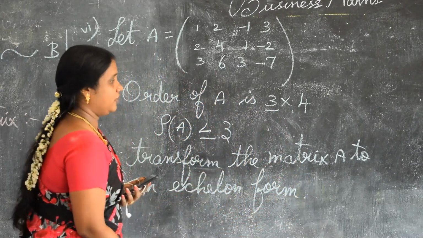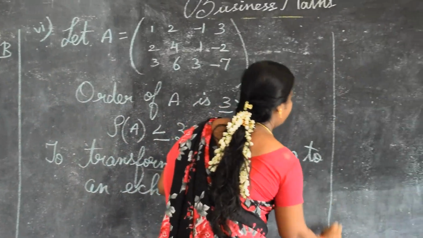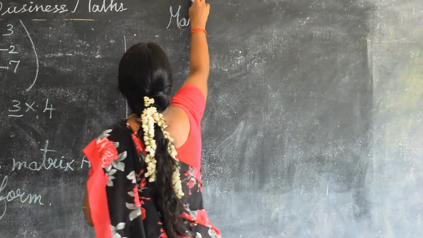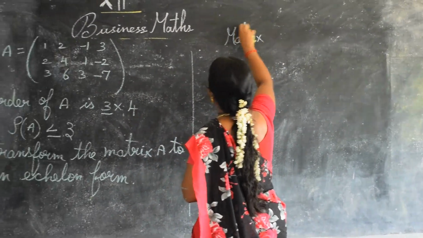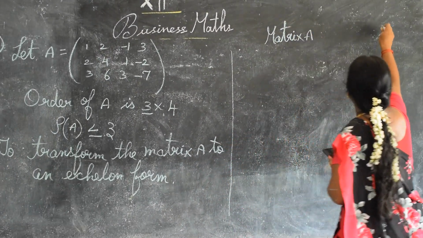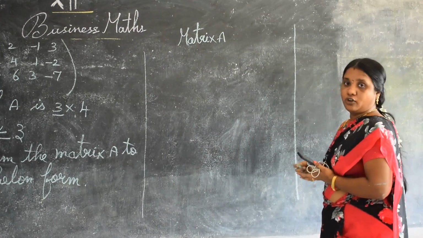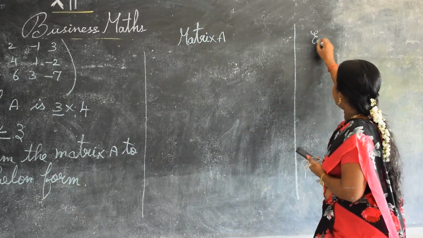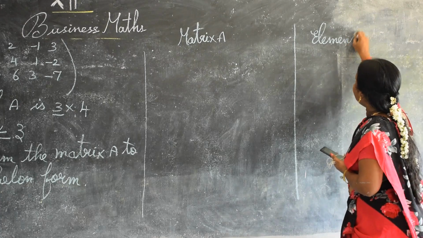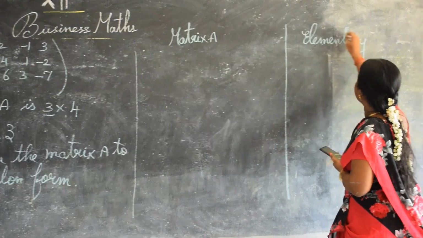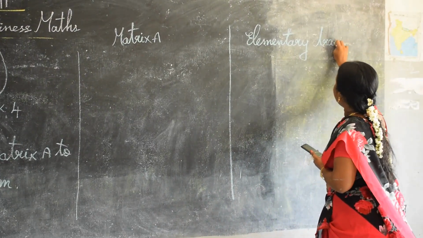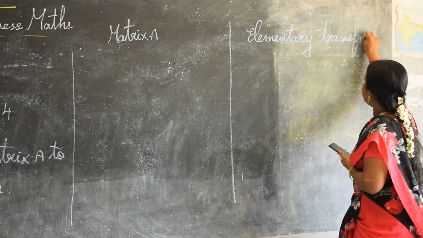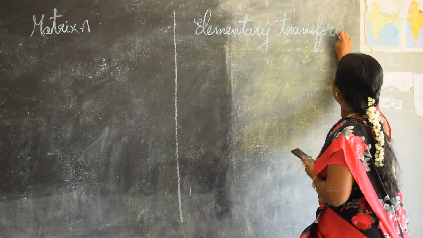For that, first you have to write matrix A. Next, we are going to use elementary transformation in echelon form. So, elementary transformation. What are all the rows and columns we are going to interchange here?